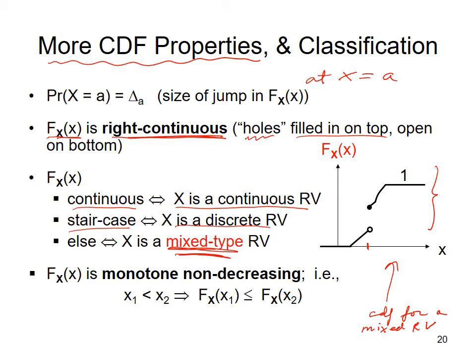Okay, then the last bullet here is that Fx of x is monotone, non-decreasing. The formal definition of that is whenever the x1 value is strictly less than the x2 value, then the CDF evaluated at x1 is less than or equal to Fx at x2. It can never be bigger than Fx at x2.